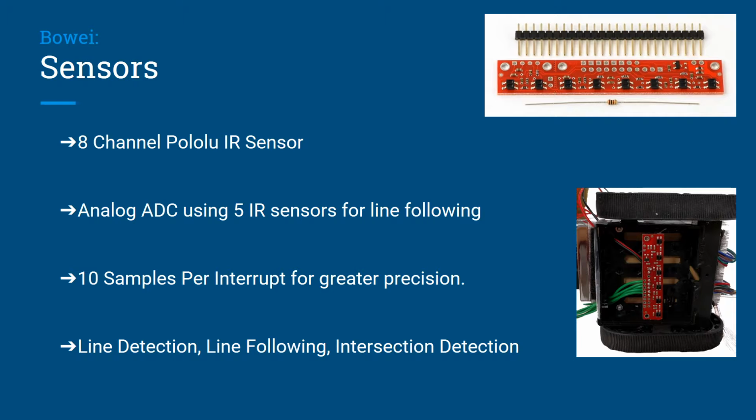so that we could have an equal amount of sensors, with one in the center and two on each opposing side. On the PIC boards, we set up the PIC to use 10 samples per interrupt for greater precision, such that each IR sensor could have 2 samples per interrupt, which would then be averaged. Overall, these sensors would be used for line detection, line following, and intersection detection, which was crucial for the completion of our game.